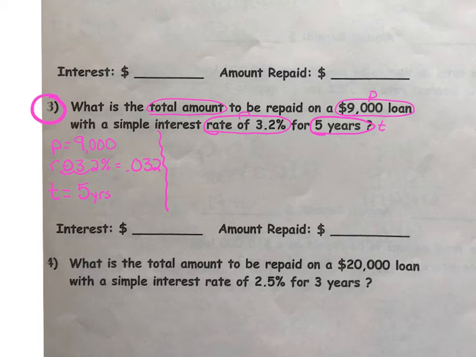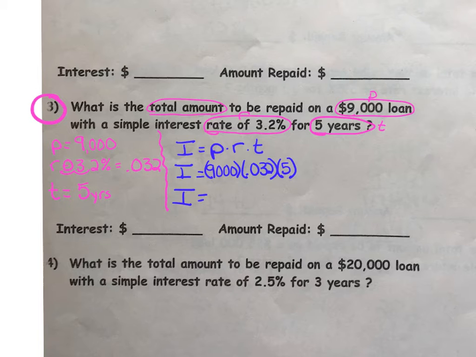Now, let's go to our formula. Interest equals principal times rate times time. In this problem, our principal is $9,000, our rate 0.032, and our time 5 years. Take a moment and multiply. Punch this into your calculator and see how many dollars in interest we have to pay back to the bank.